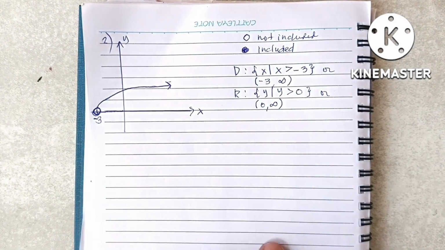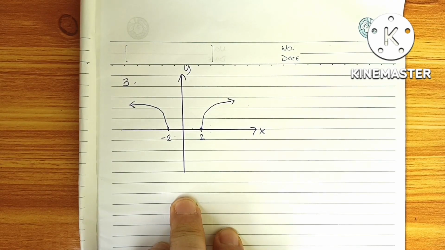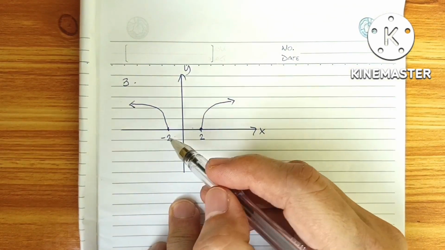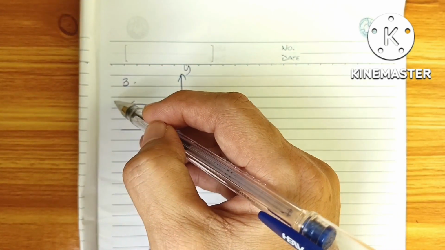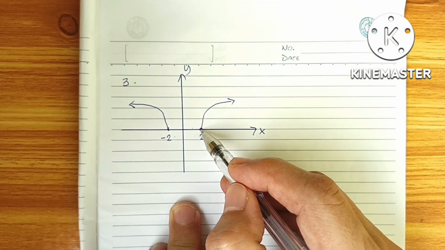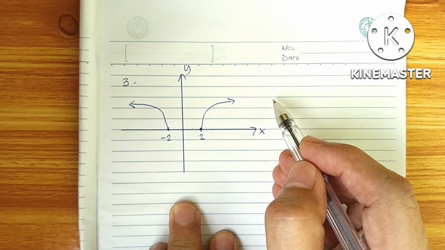Okay? Done. Okay, number 3, notice that the graph is moving from negative 2 going continuously to the left and from positive 2 going continuously to the right.